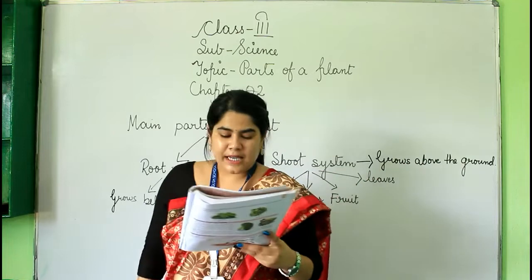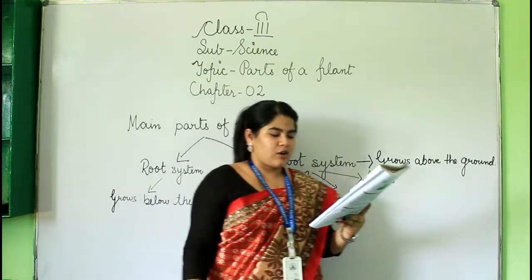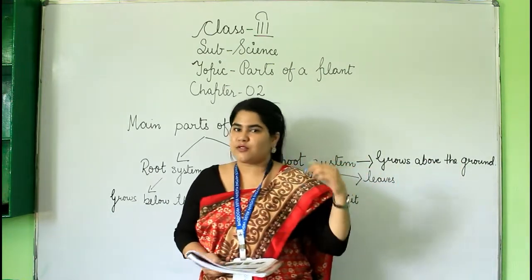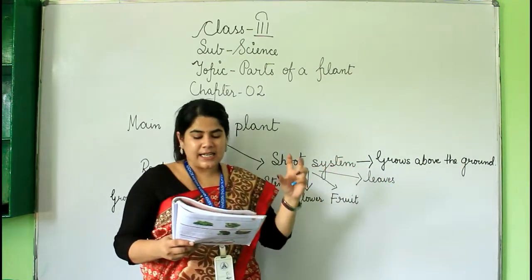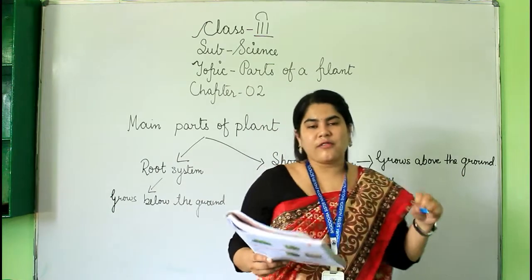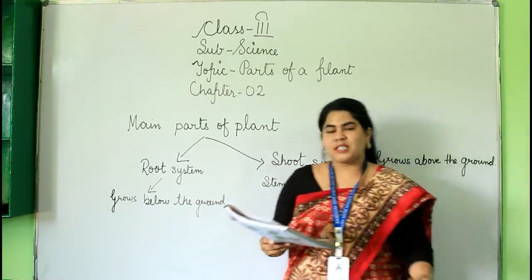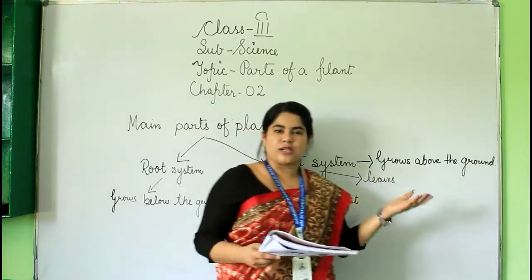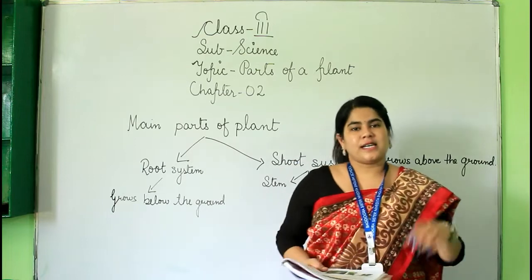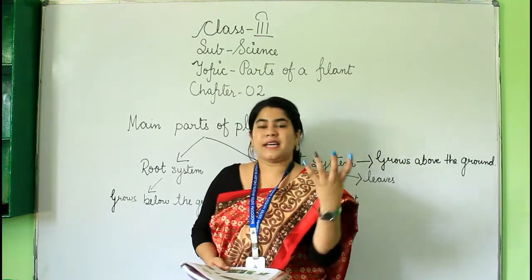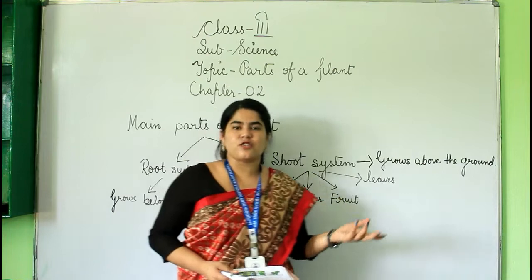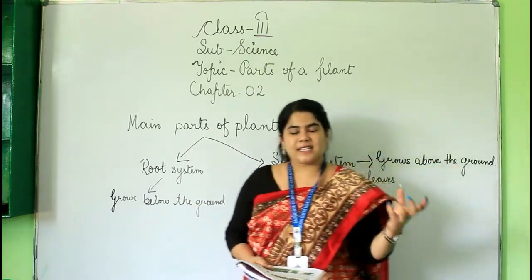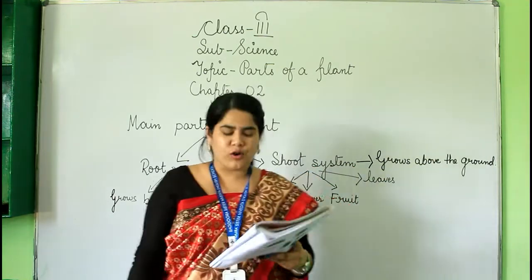Leaves are the site of the food making process called photosynthesis. The process of making food is called photosynthesis. I have told you before also. Leaves are the important source of the food making process, which uses light, water, and air to make food. Just like we need different types of ingredients to make food, similarly, a plant needs air, sunlight and water to prepare its own food.